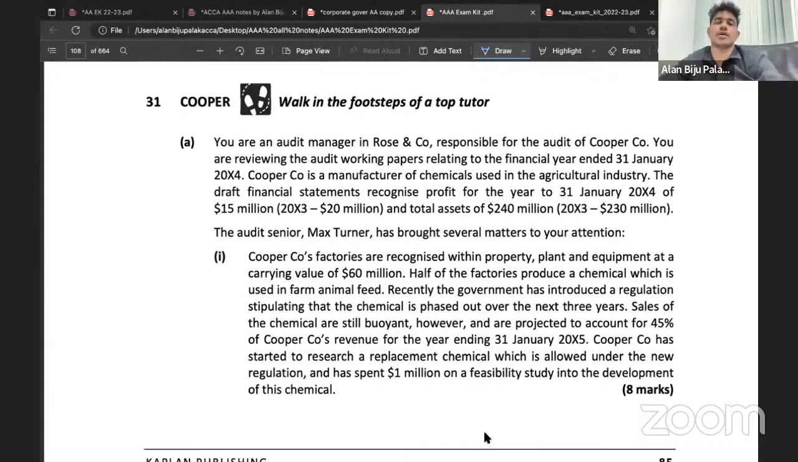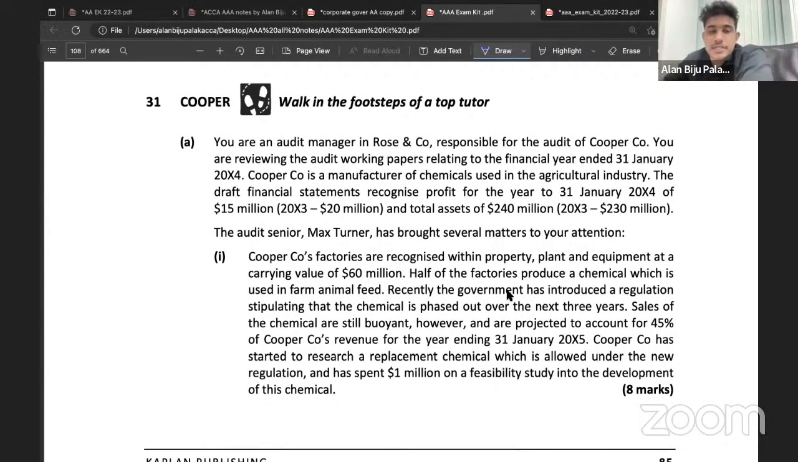Okay. So you are the manager in Ross & Company, responsible for the audit of Cooper Company. You are reviewing the audit working papers relating to the financial year ended 31st Jan 2014. Cooper Company is a manufacturer of chemicals used in the agricultural industry. The draft financial statements recognize profit for the year to 31st Jan 2014 of 15 million and total assets of 240 million. Audit senior Max Turner has brought several matters to your attention.